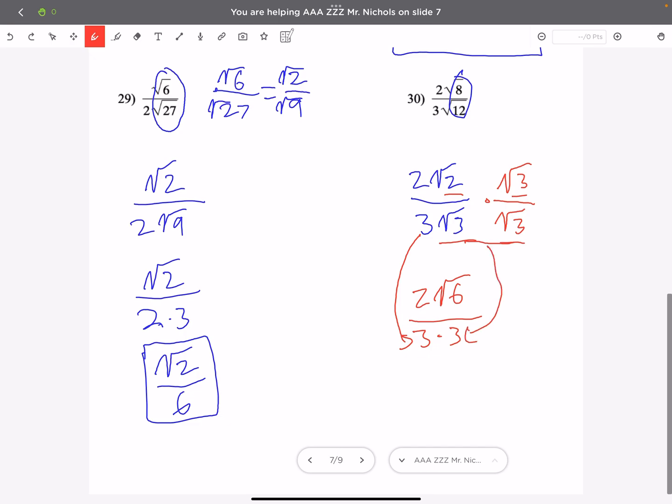And so what I end up with is 2 square root 6 over 9. And that is as simple as I can make it. And so that is my final answer.